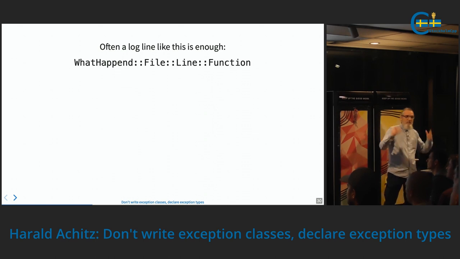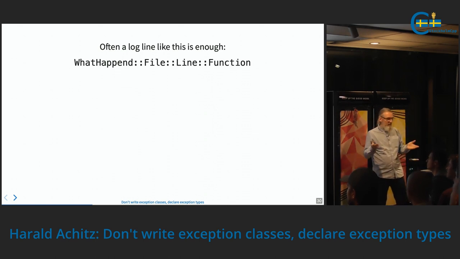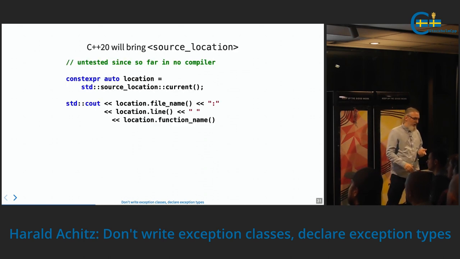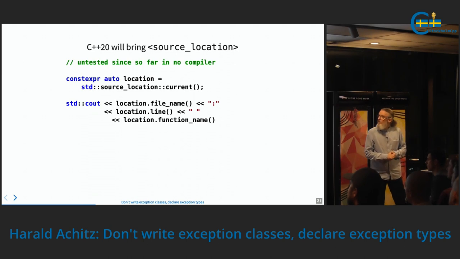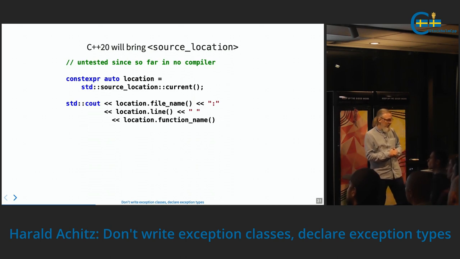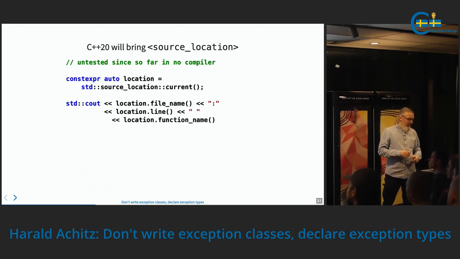Very often when an exception is coming, right, I want just to see something like this in a log. What happened? It is basically the error type, the file, line, and the function. Because when I see this while I'm developing, especially during the testing phase, I actually know exactly where to go, what happens. And I want to have this very easily available. So C++20 will bring us a source_location that is constexpr. So with C++20, we can have the file name, the line, and the function name.